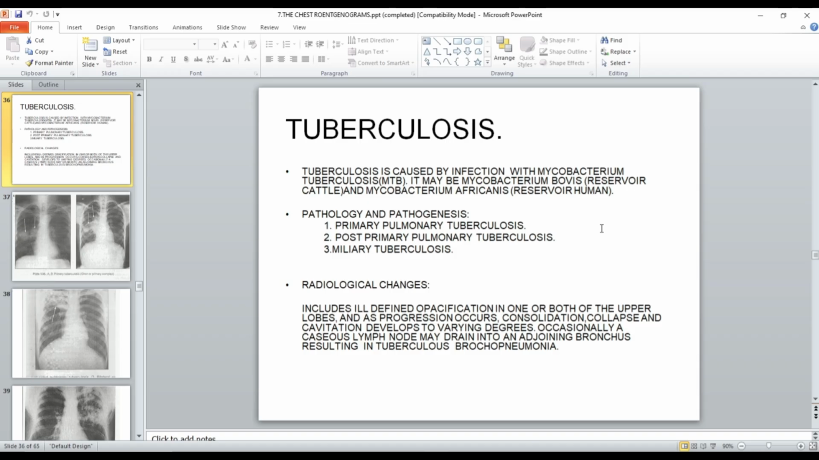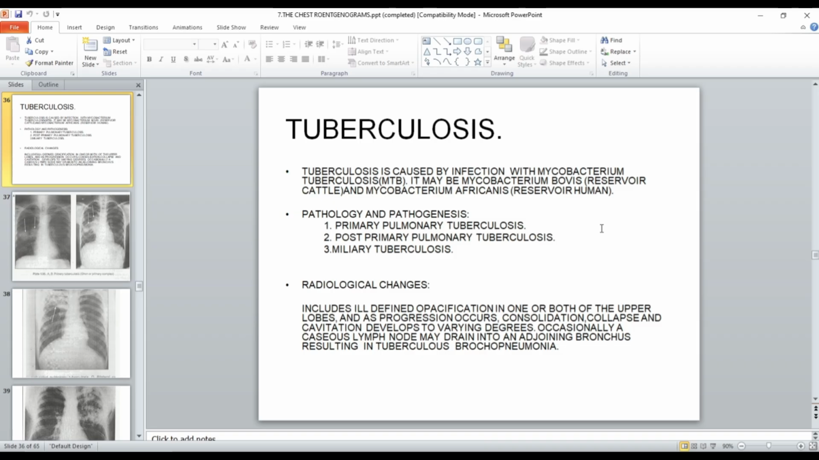Primary tuberculosis is the initial infection caused by inhaling Mycobacterium tuberculosis. It is often asymptomatic and mild and heals automatically. But if the immune system is compromised, it may progress to active disease or disseminate to other organs.